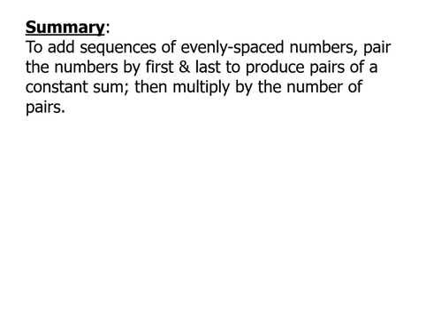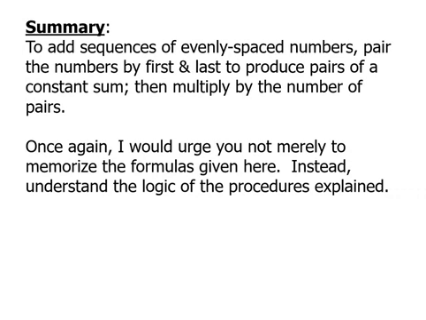To add sequences of evenly spaced numbers, pair the numbers by the first and last to produce pairs of a constant sum, then multiply by the number of pairs. Once again, I would urge you not merely to memorize the formulas given here. Instead, understand the logic of the procedures explained.